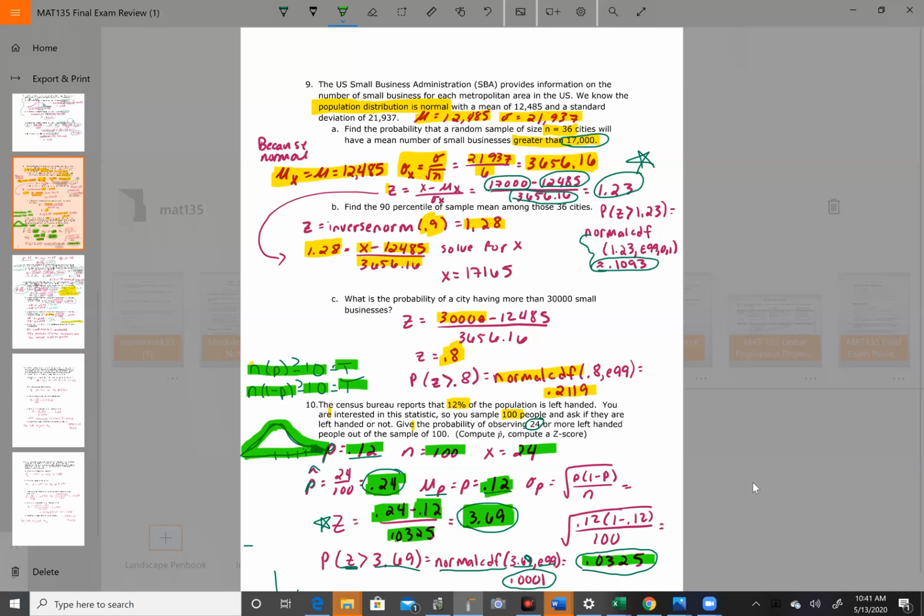To find your exact answer, go ahead and put it in your normal CDF. We want to find the area under the curve that is greater than 3.69. I think I had originally accidentally written down 3.67, so you may get a different value here. Starting at 3.69, going to your top value being infinity, is going to be really close to 0. So 0.0001.